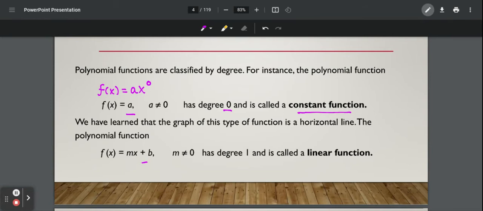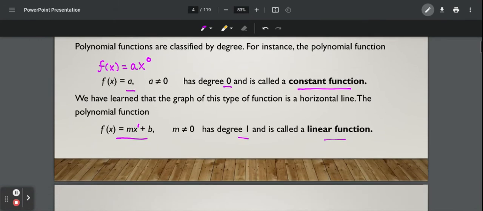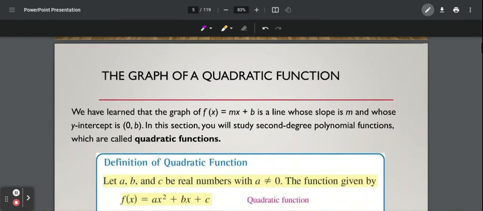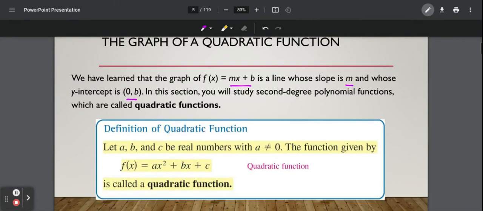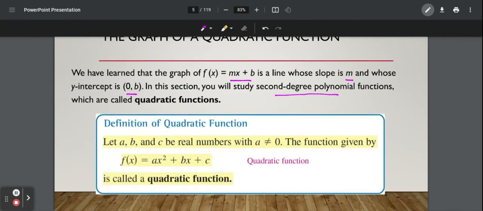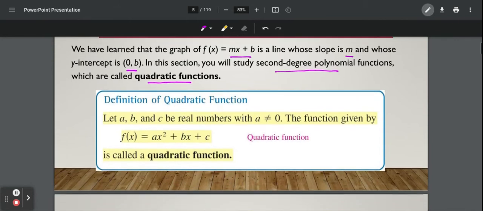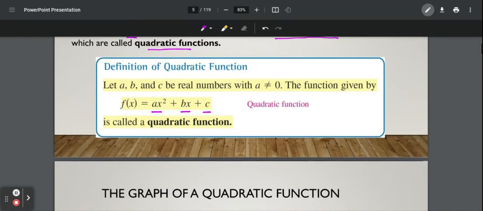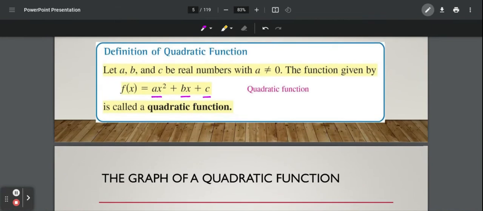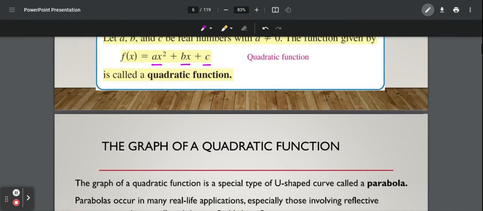If you have a line, the mx plus b, it would have degree 1, since this degree with your x is 1, and that would be a linear function. So again, talking about that line, mx plus b, you have a slope m and an intercept b. But then in this section, we're getting into that second degree polynomial, which is your quadratic. So with your quadratic function, you have your ax squared plus bx plus c. So whenever they ask you to write that quadratic function, you have an a, a b, and a c value.